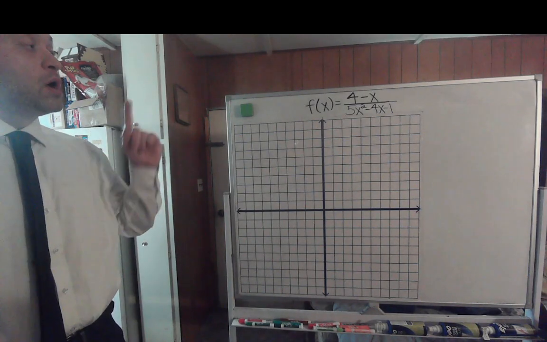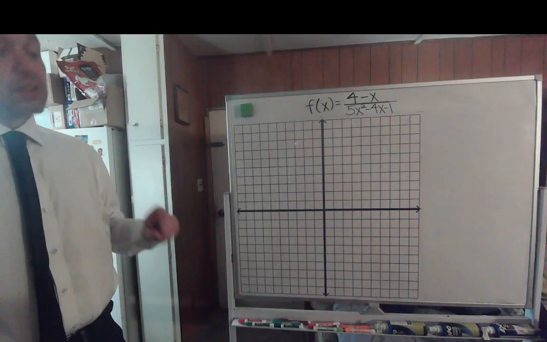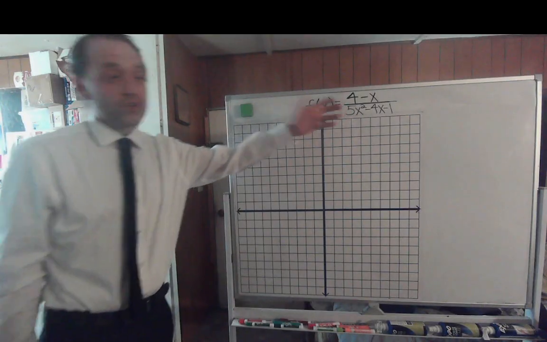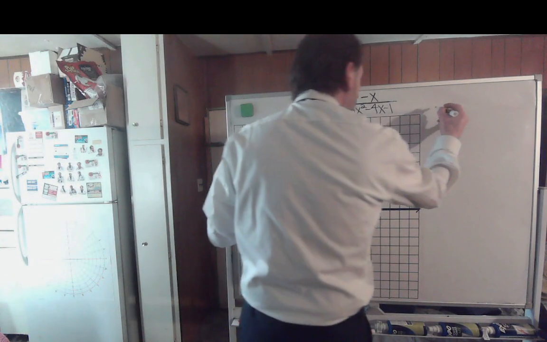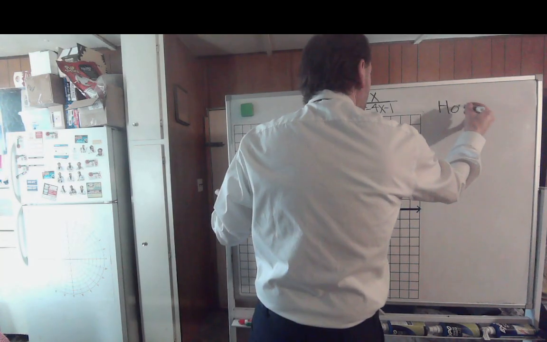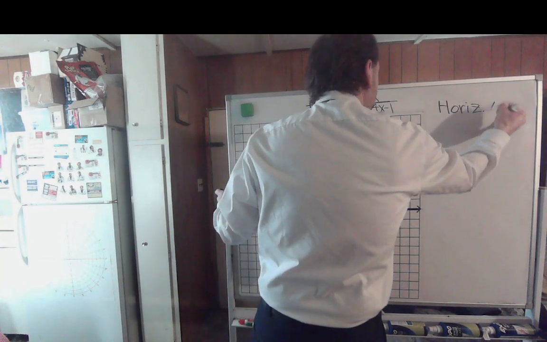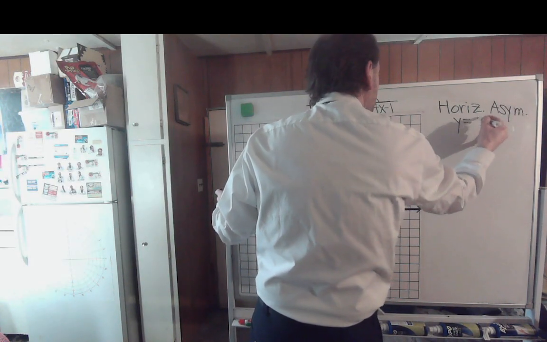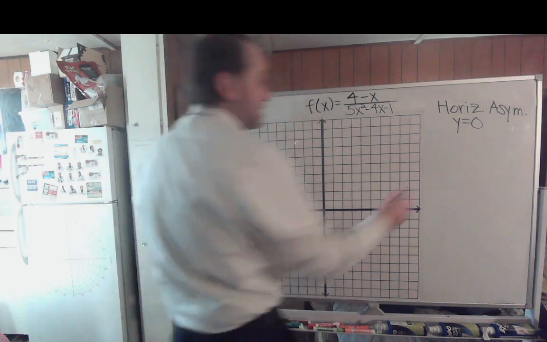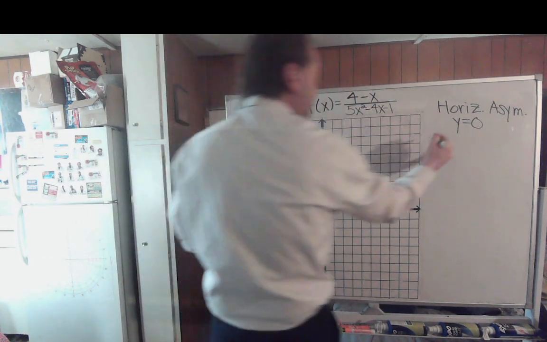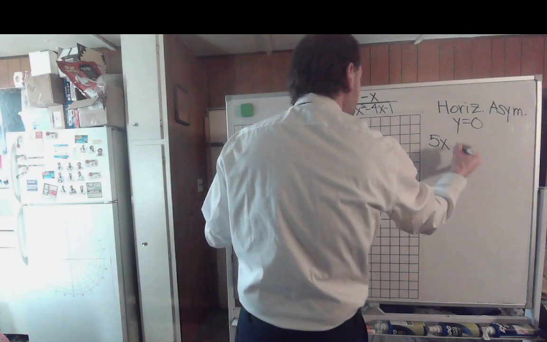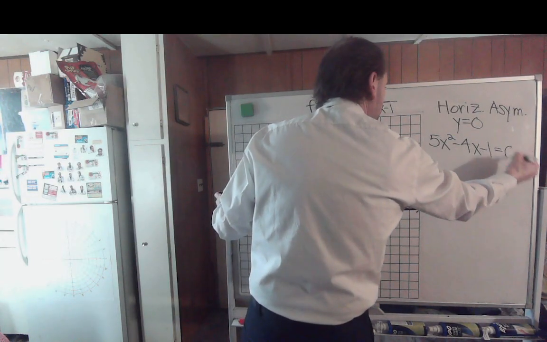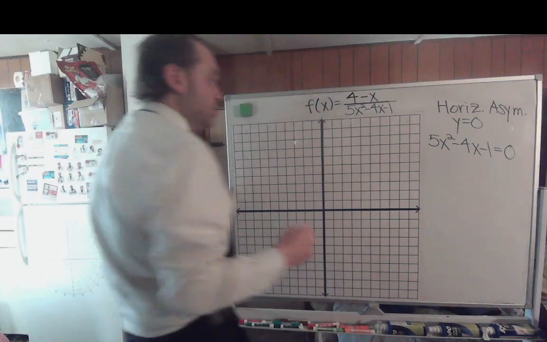Okay. Well, we know our horizontal asymptote is going to be y equals 0 because the degree of the numerator is less than the denominator. That's a given. So the horizontal asymptote is definitely y equals 0. Now, what about your vertical asymptote? So we need to take the denominator and set that equal to 0. So 5x squared minus 4x minus 1 equals 0.